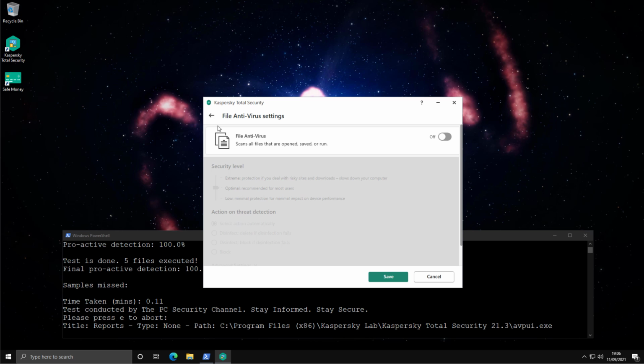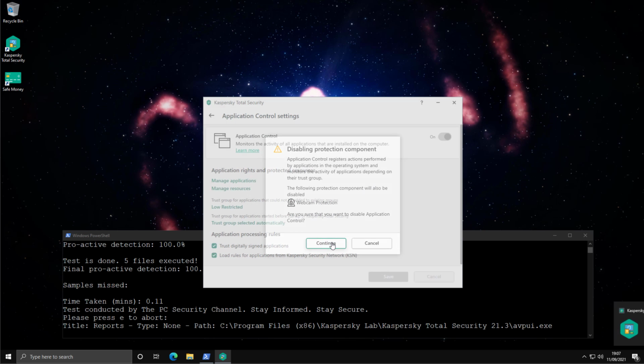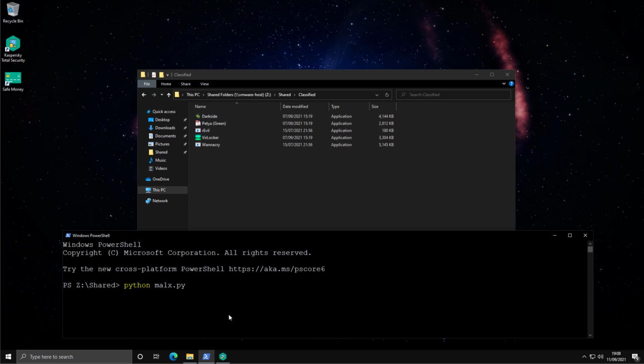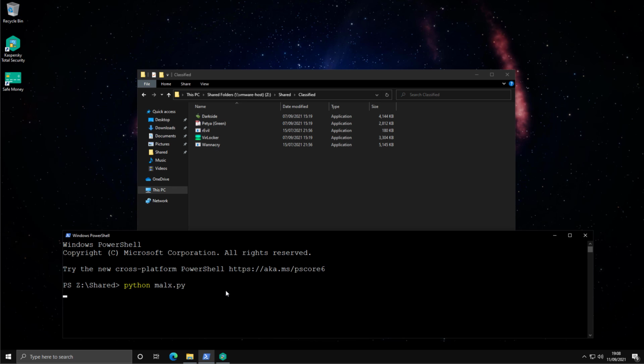So we'll turn off file antivirus as well as application control. So the only thing we're going to have enabled is System Watcher, which is supposed to protect us from ransomware and other crypto lockers and roll back any changes that they make. Now we're going to go ahead and restart the test. As you can see, we've got all of the ransomware back in the same folder. We've replaced them with new copies, and we'll see what happens in this configuration.